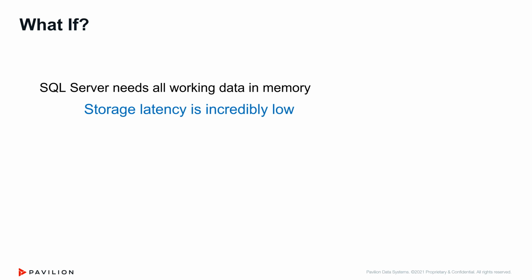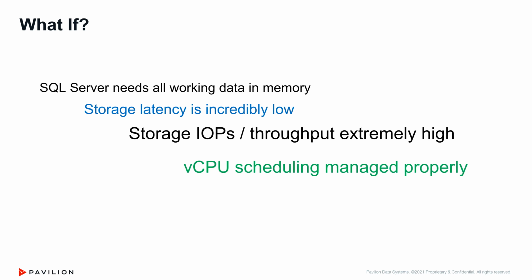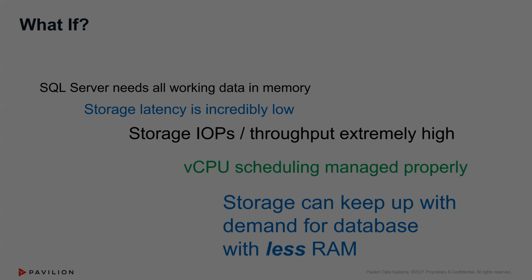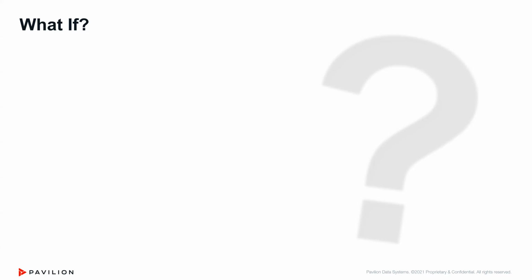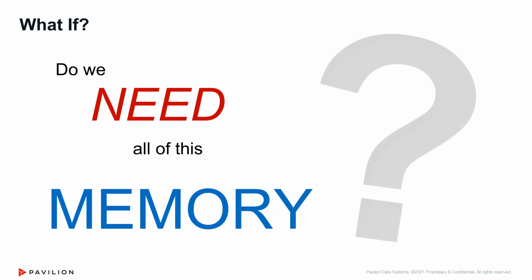Okay, well, what if SQL Server, the working premise, needs all working data in memory, but the storage latency, that round trip time to get there, is incredibly low? What if your storage IOPS and throughput capacity are extremely high? What if you're managing your virtual machine CPU scheduling properly? What this means is your storage can keep up with the demand for your database activity with less virtual machine memory. I'm not making this up. So from a DBA perspective, this is going to sound like blasphemy, but realistically, do you need all of the SQL Server memory in the buffer pool to maintain performance? I'm not telling you to remove all of it, but I'm saying that from experience, if you remove some of it, if the storage can keep up, you don't need it all.